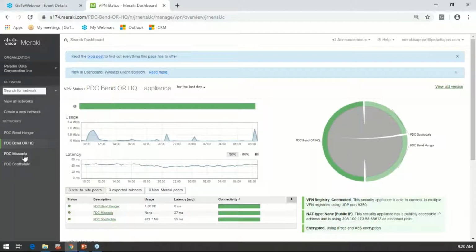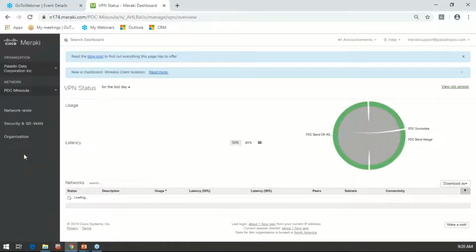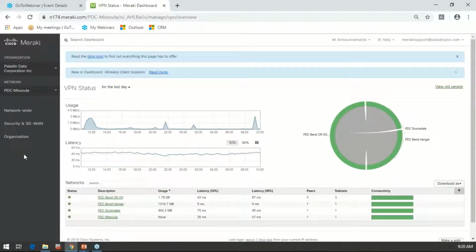So next, I'm going to show you some of our security, some of the advanced security capabilities.